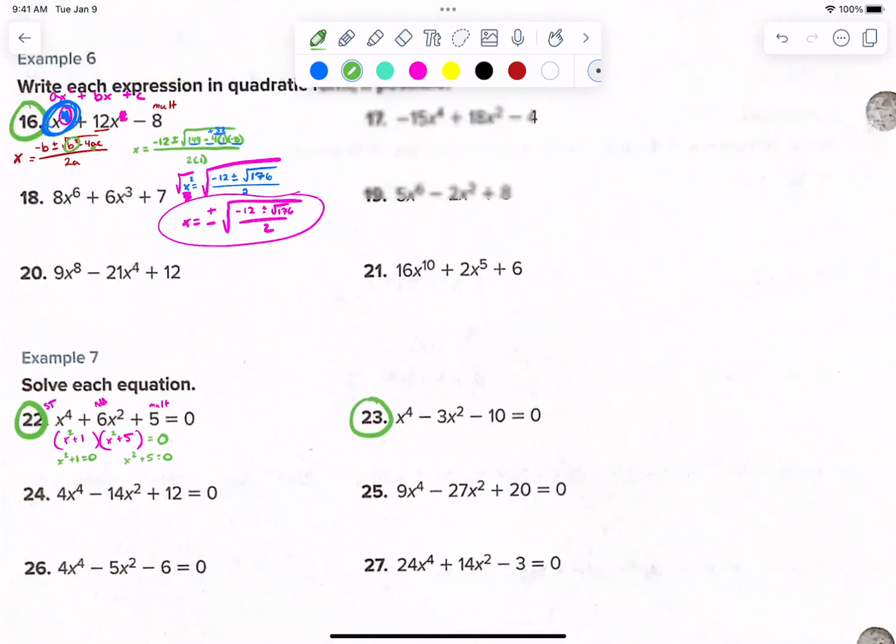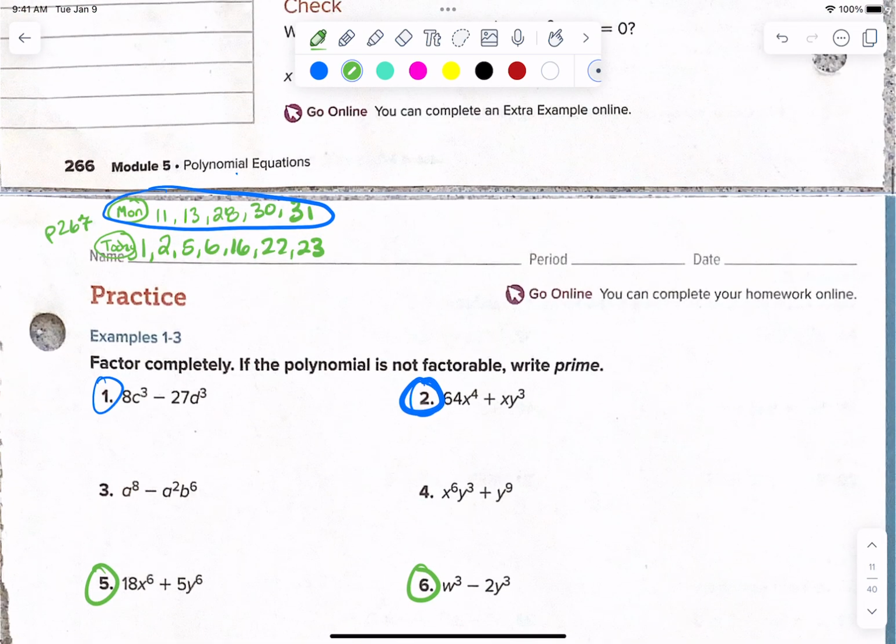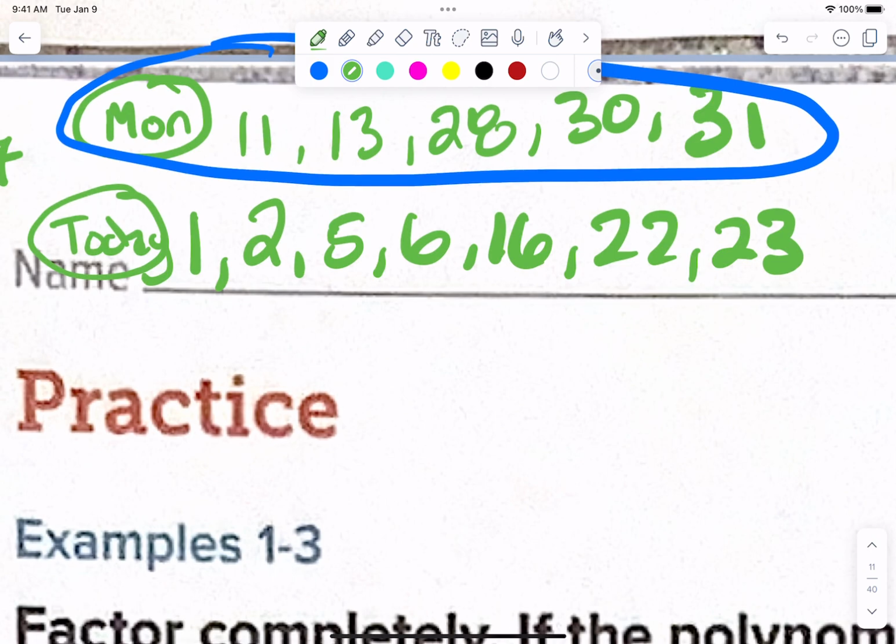Here they are. What's the square root of negative 1? Technically, i. Plus or minus 1i. There are the homework problems.